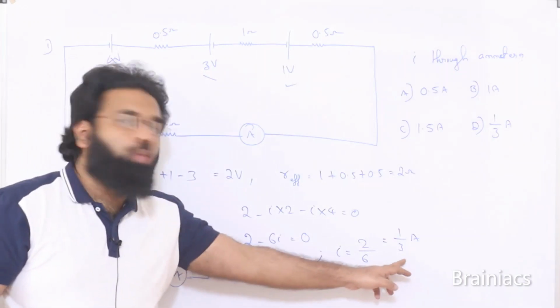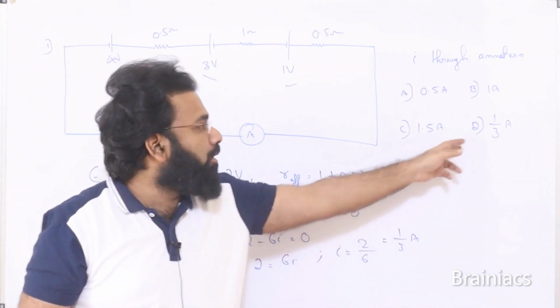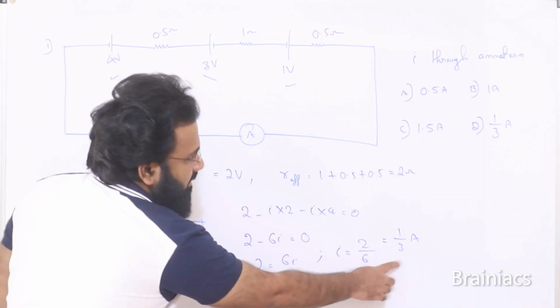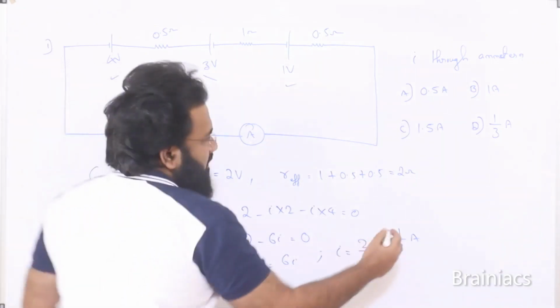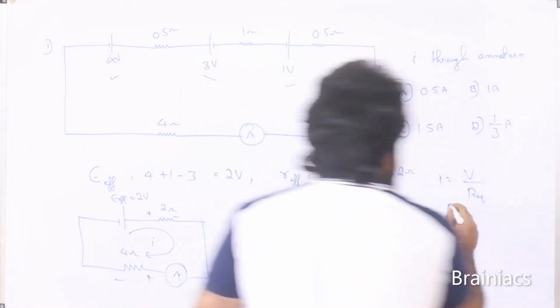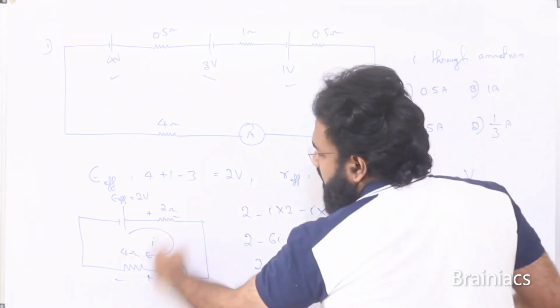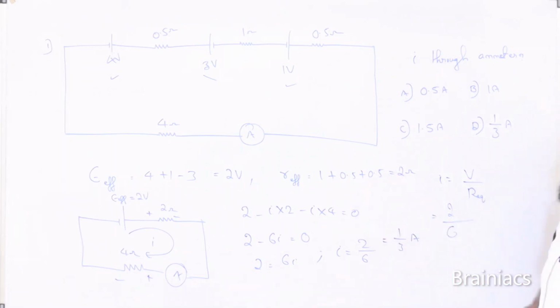So we are getting 1 by 3 ampere. I have put an option 1 by 3 ampere because the answer was not there in the options when I gave it. Now I have added one option, but this is the answer. Okay, clear? So simply this is nothing but E effective. See, I is equal to V by R equivalent. So V is nothing but 2 here, and R equivalent, this is series, simply we can write 6. So this is just by solving using the basics of series of cells.